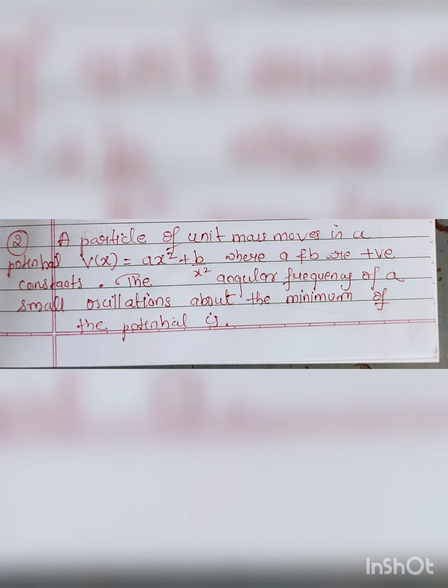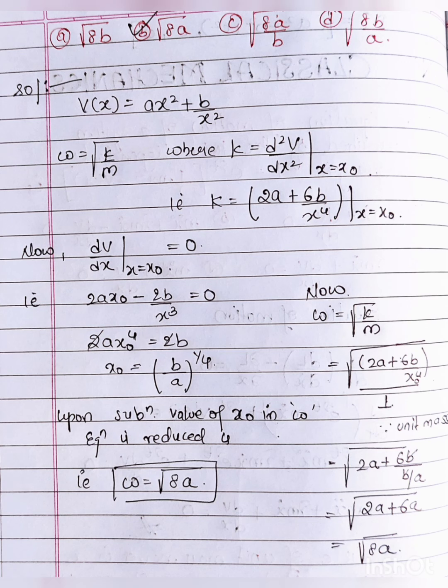Let's read the second question. The question states, a particle of unit mass moves in a potential v of x is equal to a x square plus b by x square, where a and b are positive constants. The angular frequency of small oscillation about the minimum of the potential is. The given options are root 8b, root 8a, root 8a by b, root 8b by a.